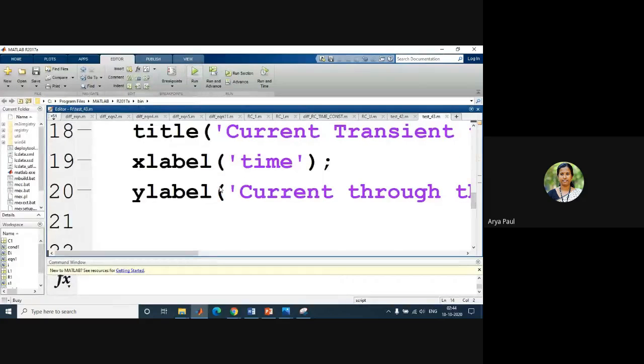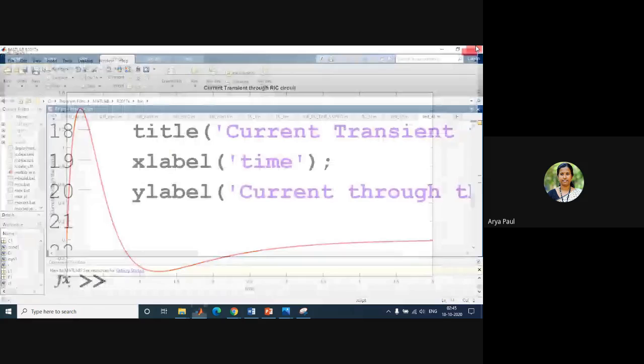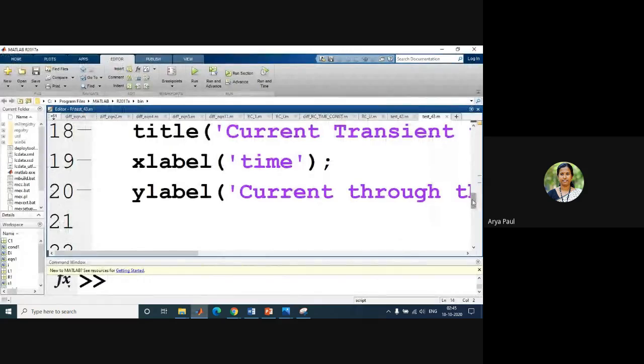I hope this is clear. This will be the output response. So this is the end of experiment number 5. I hope this is clear. Thank you.